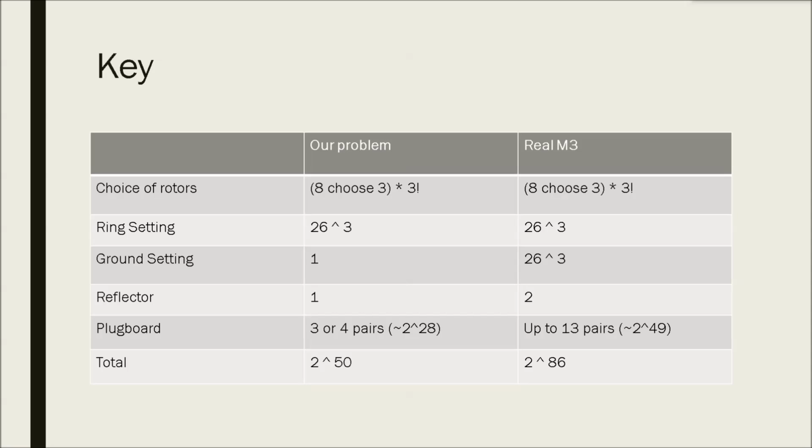The reflector has 2 types, type B and type C. For our problem, it will specify that it's always type B. So it's 1 choice, but in the real world, it will be 2.